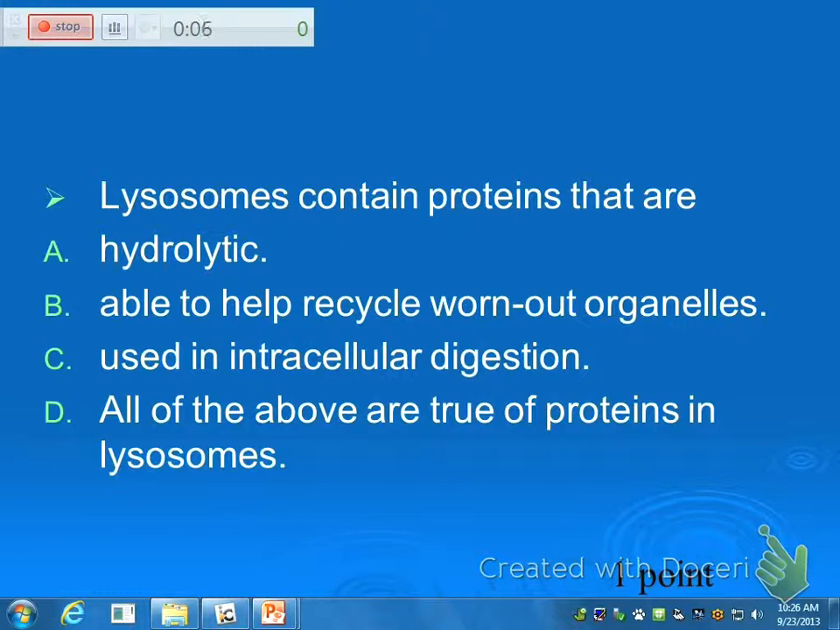Lysosomes. So lysosomes are members of the endomembrane system. And they contain proteins that are what? Hydrolytic, able to help recycle worn out organelles, used in intracellular digestion, or all of the above. The proteins in lysosomes can be used for all of those things. So which of those is the correct answer?